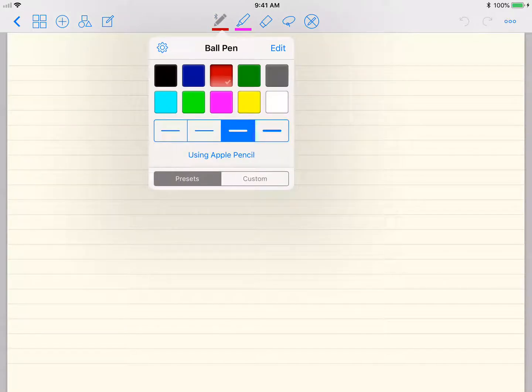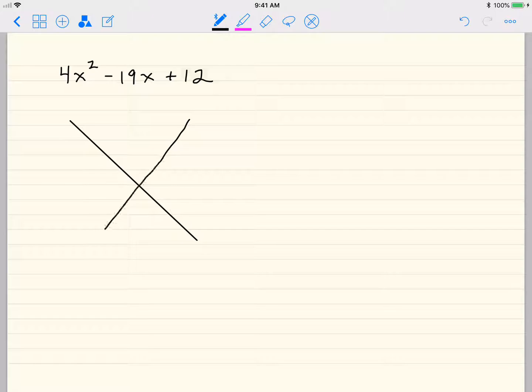Let's do one more. This one is 4x squared minus 19x plus 12. So we need to create our big X. And what goes at the top of the X is what I get when I multiply the A times the C together. So 4 times 12 gives me 48. That's going to go at the top of the box.